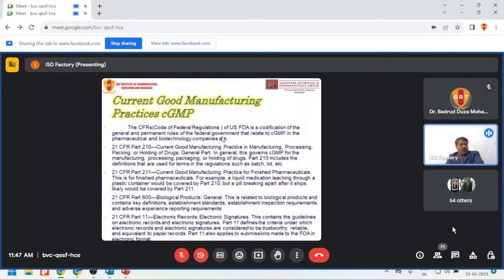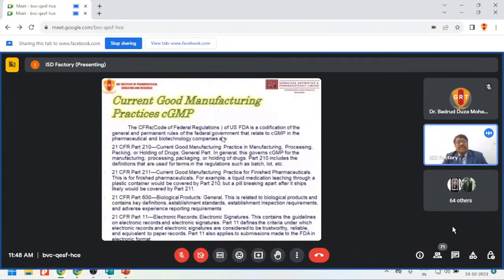Then 21 CFR part 211, the current good manufacturing practices for finished pharmaceuticals. What is the finished product? After completion of your processing, the product quality, whether it is within specifications or not, will be verified and everything checked. For example, liquid medications leaching through plastic containers would be covered by part 211. So after completion of manufacturing, the finished product is also tested, and this is all covered under 21 CFR.